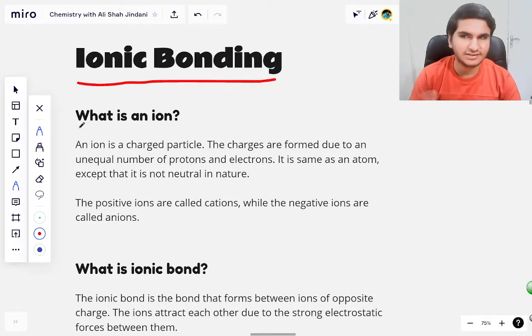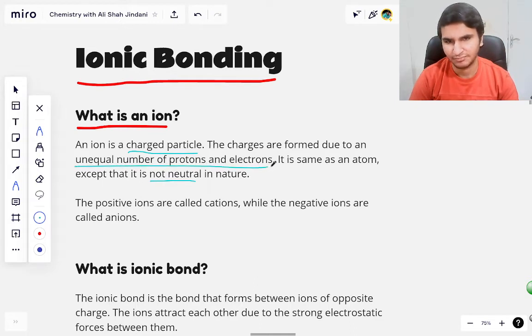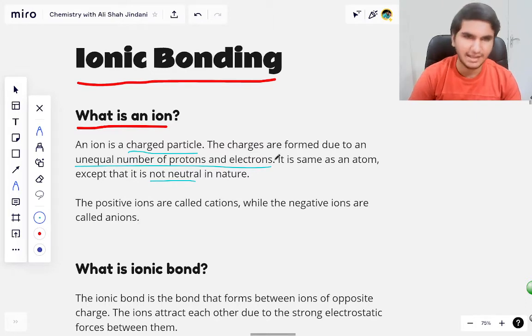So first we have to discuss what an ion is, right? Because if you don't know what an ion is, how are you going to talk about ionic bonding? So an ion is basically a charged particle. It can have a positive charge, it can have a negative charge, but it is not neutral. Here I've written it is not neutral. The charges are formed due to an unequal number of protons and electrons, right? Pretty understandable, because if you have an equal number, then it is not charged. In order to carry a charge, you have to have an unequal number of protons and electrons.